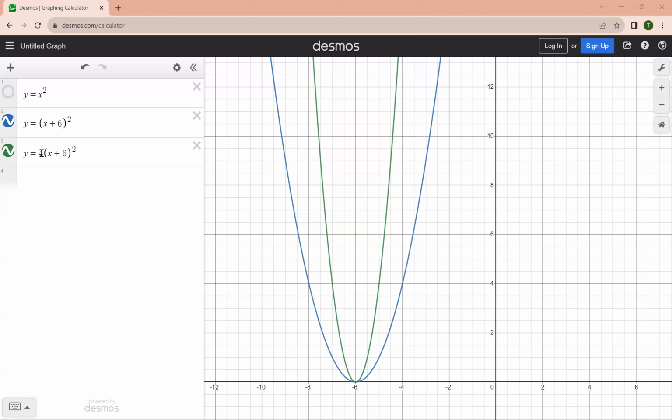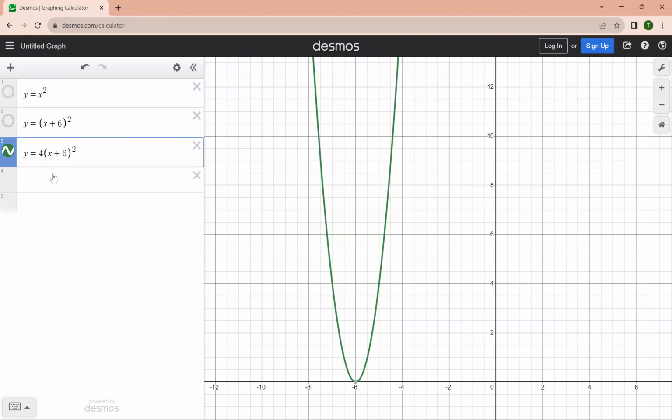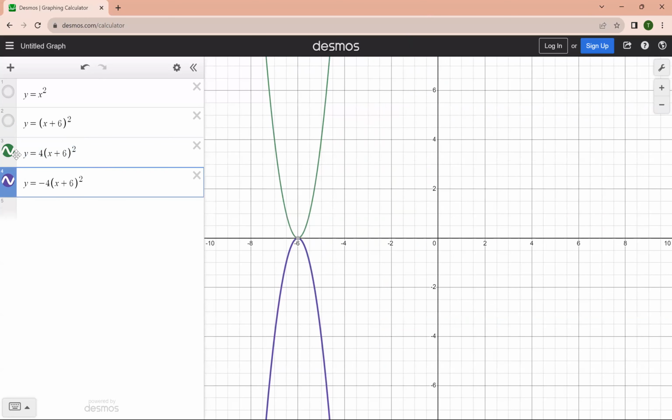So that 4 in front is considered a vertical stretch. Is that okay? All right. Now I'm going to put a negative in front. What does that do? How do you go from the green to the purple? It reflects over the x-axis. Yeah, good.